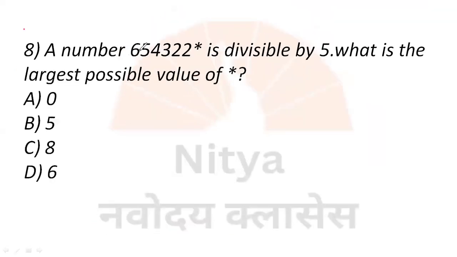Eighth one, a number 654322 star is divisible by 5. What is the largest possible value of star? Okay. In star, what number must be added so that the number is divisible by 5? And what is the largest possible value?